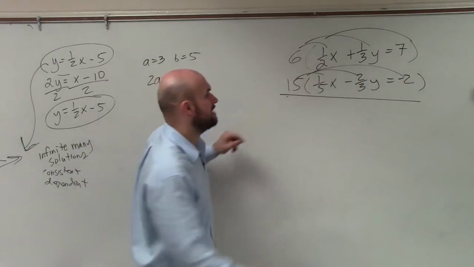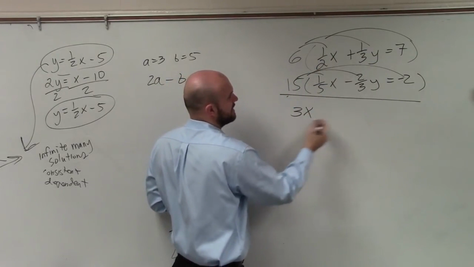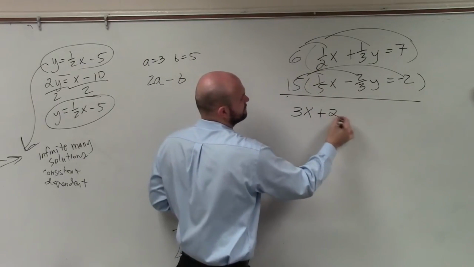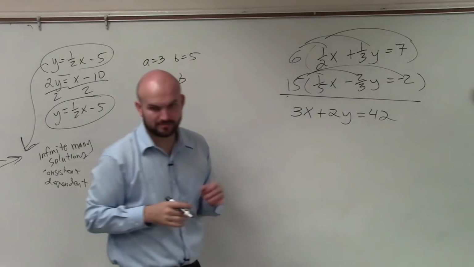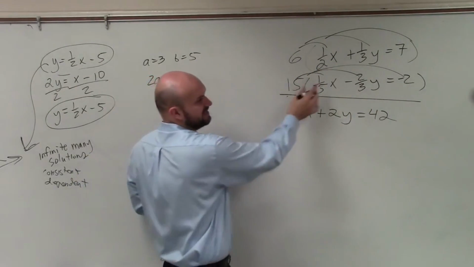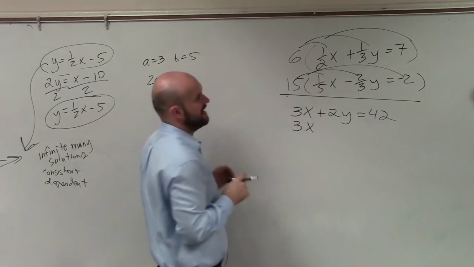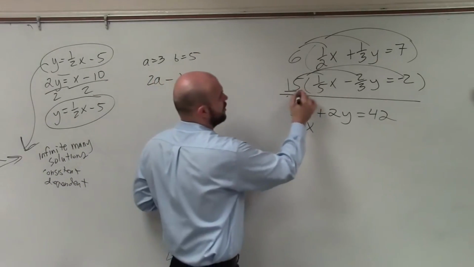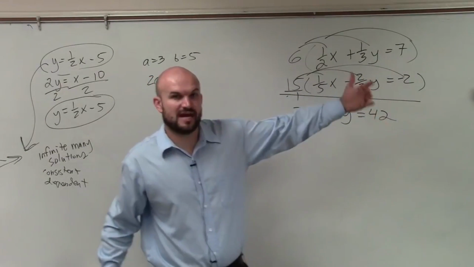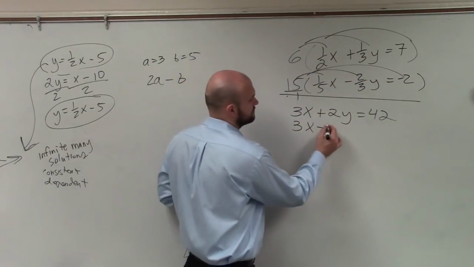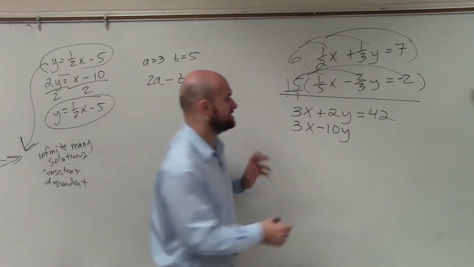So 6 times 1/2 x is going to be 3x. 6 times 1/3 y is going to be 2y. 6 times 7 is equal to 42. Follow me? Then I do this one. 15 times 1/5 x is going to be 3x. 15 times negative 2/3, just multiply over. 15 times negative 2 is negative 30. 1 times 3 is 3, so negative 30 divided by 3 is negative 10.